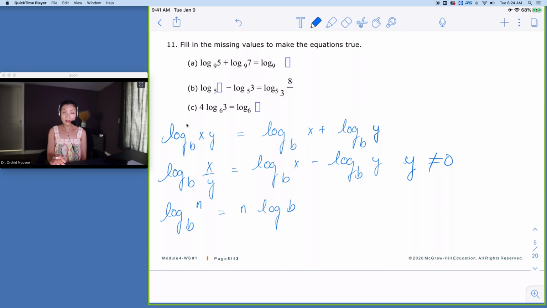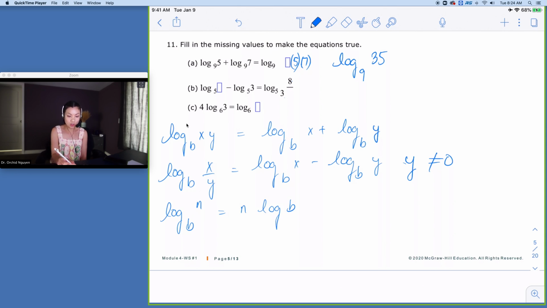For number 11, they pretty much want to test whether you know the properties really well. There are three properties you need to memorize. They are very similar to the rules of exponents. If we have products, it turns into addition. If we have division, it turns into subtraction. If you have the power, you can bring it to the front. For part A, we have addition, so we simply multiply the two numbers, 5 times 7, which is 35. So the answer is log with base 9 of 35.